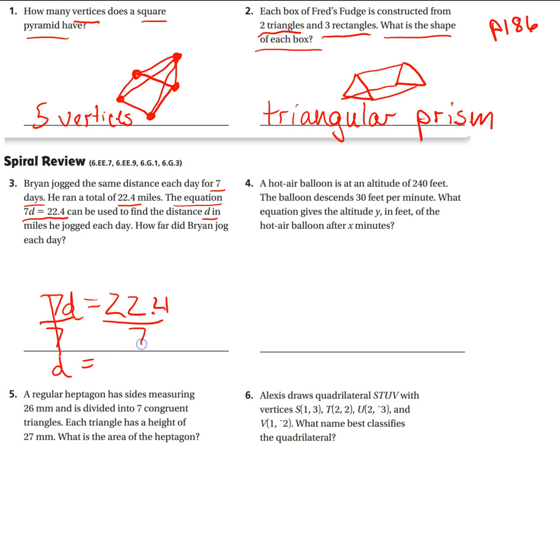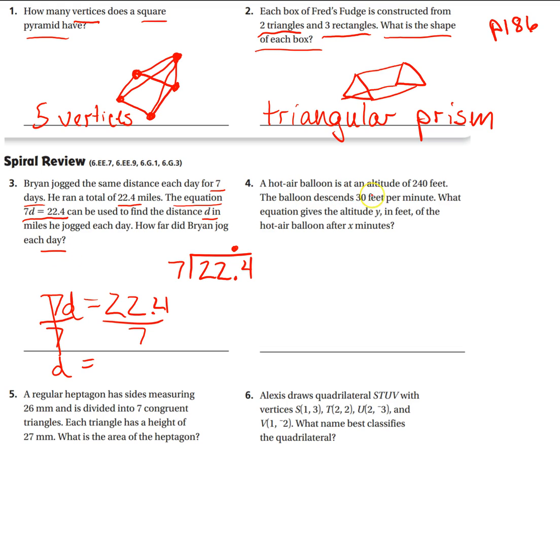And then what I do to one side of the equal sign, I have to do to the other. So I divide 7 into 22.4. No decimal out here, so I can bring my decimal straight up. And then I'll let you finish that math up to find out how far he jogs each day.